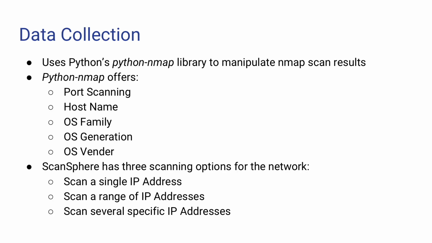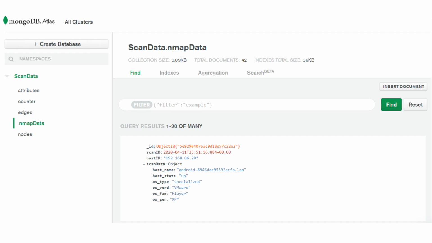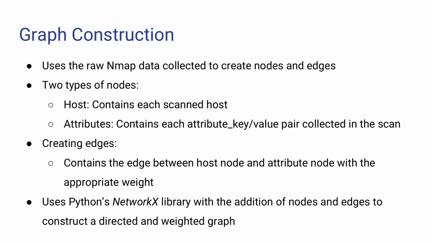For data collection, we are using the Python Nmap library to scan the host and the information contained within each host. Currently, ScanSphere offers 3 scanning options: single IP, IP range, and specific IP addresses. After the scan, the raw Nmap data will be directly transferred to our MongoDB server. Here we see a snippet of our data collected in the MongoDB servers. At this point, the database is holding raw Nmap data to be converted into nodes and edges.